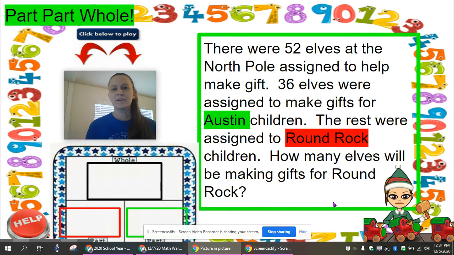All right. If you like to close your eyes at your house or in the classroom, you can, and I'm going to read it to you to see what the story is about. There were elves at the North Pole assigned to help make gifts. Elves were assigned to make gifts for Austin children. The rest were assigned to Round Rock children. How many elves will be making gifts for Round Rock? All right, open your eyes.